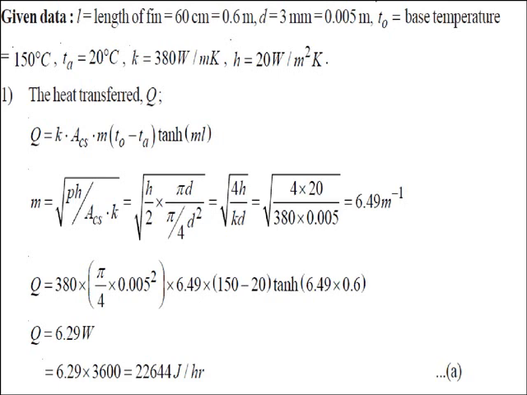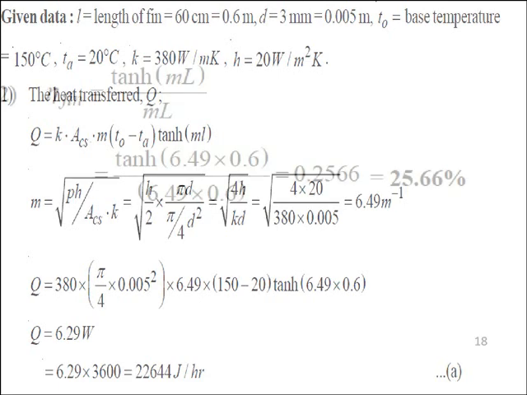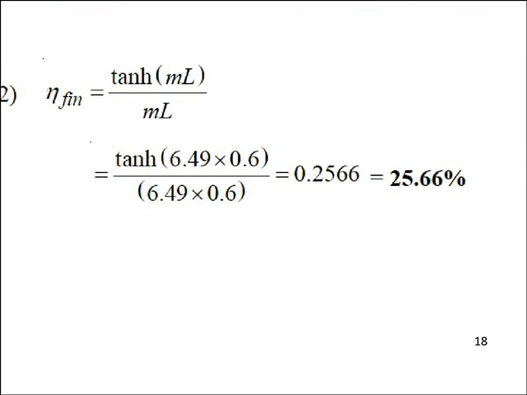If you want to find it in terms of joules per hour, we get the heat dissipation as 22,644 joules per hour. That is our first required answer. Now the second part we have to find out is the fin efficiency, which is the ratio of tanh(ML) to ML. When we put all the values of m and the length of the fin, we get the fin efficiency, that is 25.66%.